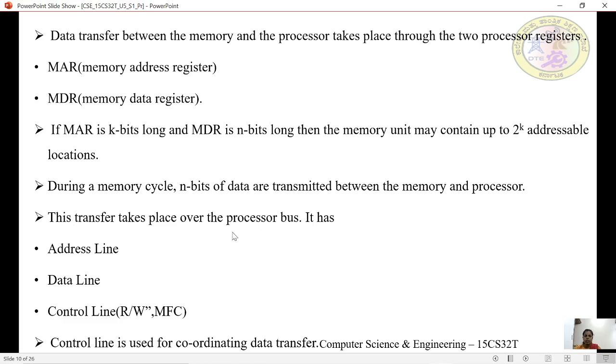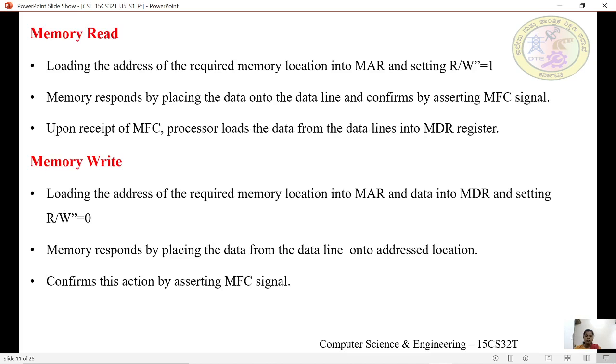So the processor bus has address lines, data lines and control lines. The address is passed in the address line and data is sent through the data line, and special signals like the read/write signal and MFC are sent through the control line. And this control line is used for coordinating data transfer. So next we'll see how the memory read and memory write operations occur.